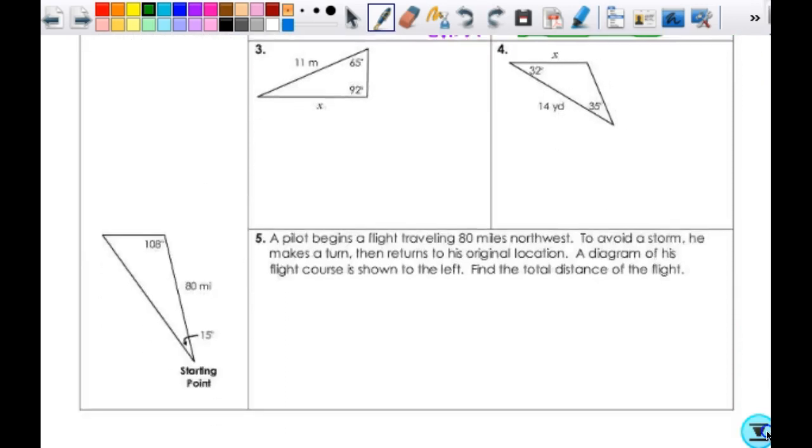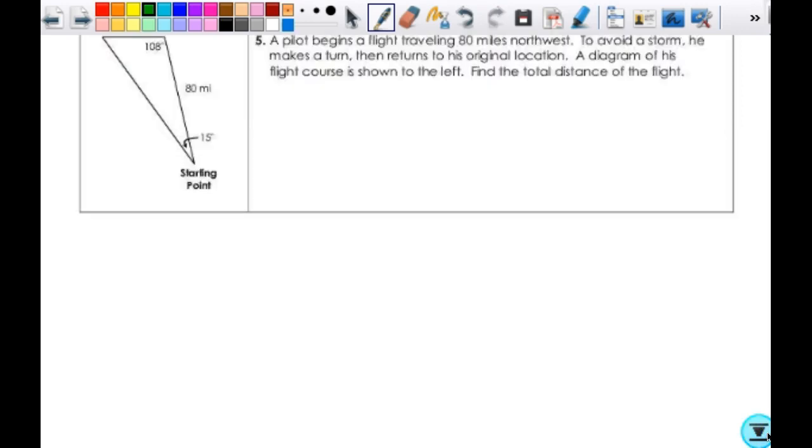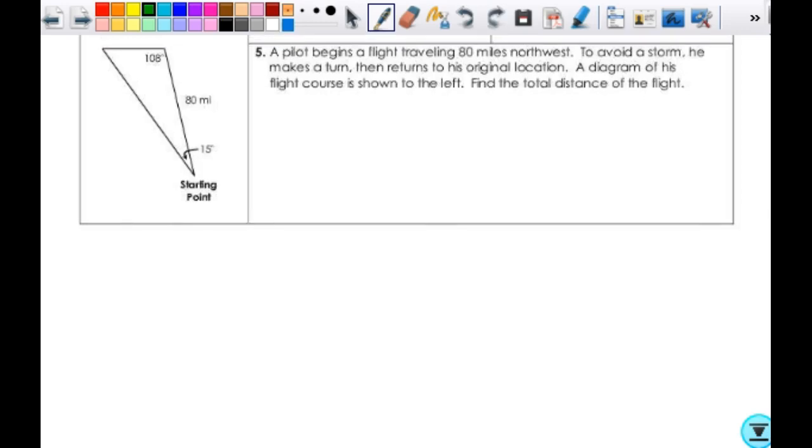Okay, so it says a pilot begins a flight. Hang on, wait for it to catch up with me here. There we go. All right, so a pilot begins a flight traveling 80 miles northwest. To avoid a storm, he makes a turn, then returns to his original location. A diagram of his flight course is shown to the left. Find the total distance of the flight.